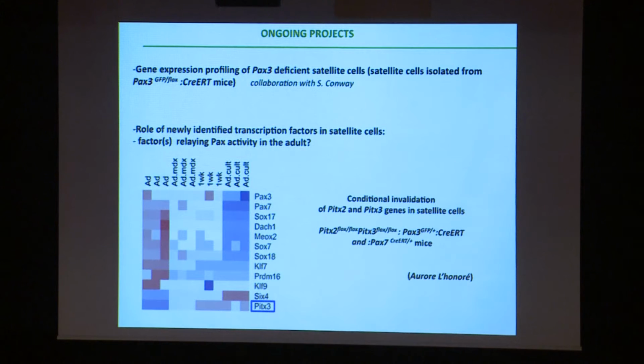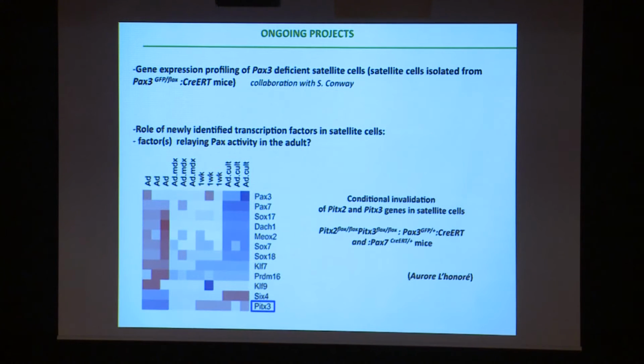And back to our transcriptome analysis, we were interested in another family of transcription factors that I mentioned at the beginning. That is the PITX. And two members of this family are PITX2 and PITX3. And we decided, because of their pattern of expression and because of the information that was available on them, to perform conditional invalidation of these genes, particularly in the myogenic lineage.